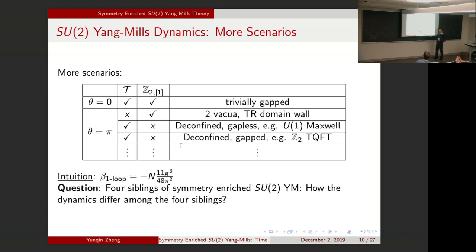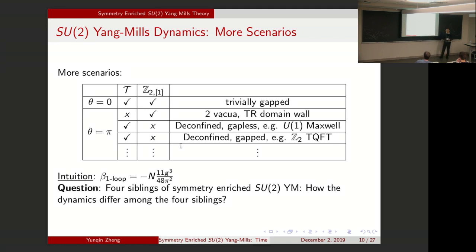So when N equals 2, the coupling constant grows the slowest as we go to the infrared. This is just the contribution from the one-loop beta function. So at N equals 2, it's potentially possible that there may be some higher loop corrections which can cancel this negative contribution to the one-loop beta function, such that the theory may flow to deconfined phases.